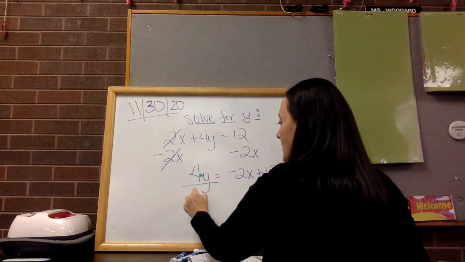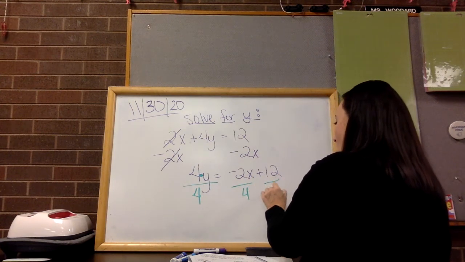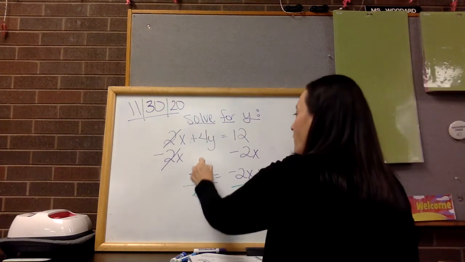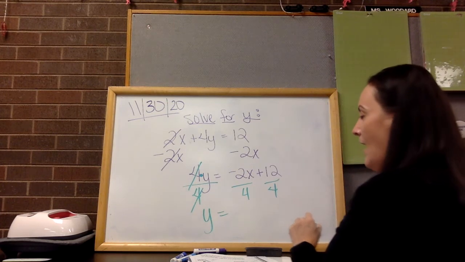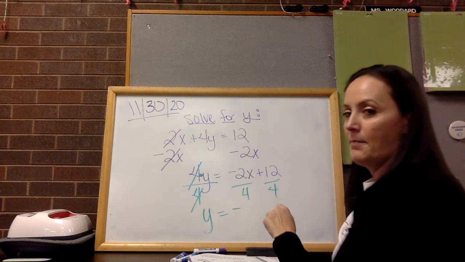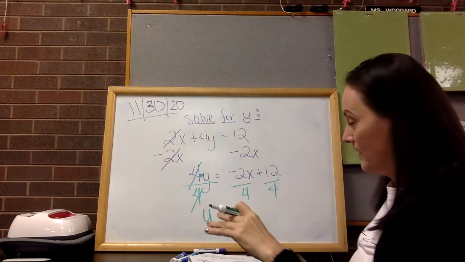So to undo that times, I'm going to divide by 4 all the way across. I have to do everything divided by 4. So 4 divided by 4 is going to give me my y. Now, 2 divided by 4, remember that this is a minus, so I just get to bring down that minus. I can put it on the top or bottom, it doesn't matter.